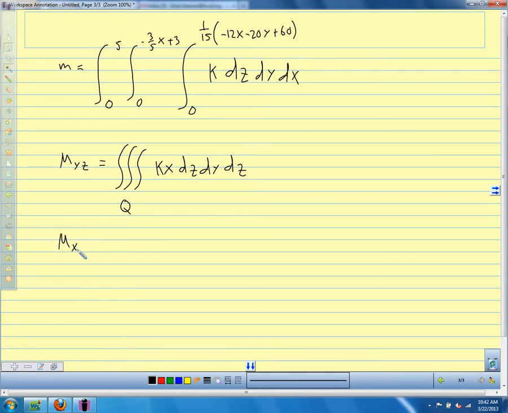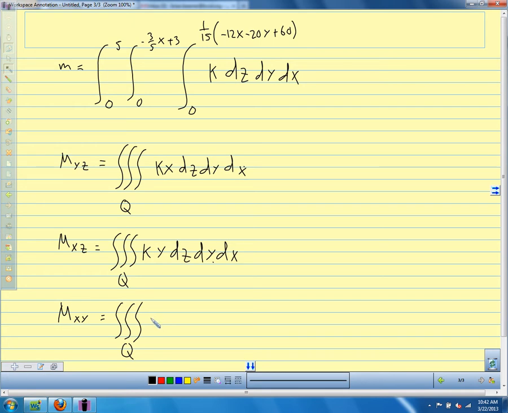M sub xz, integral over our solid of ky, dz, dy, dx. And m sub xy is kz, dz, dy, dx.